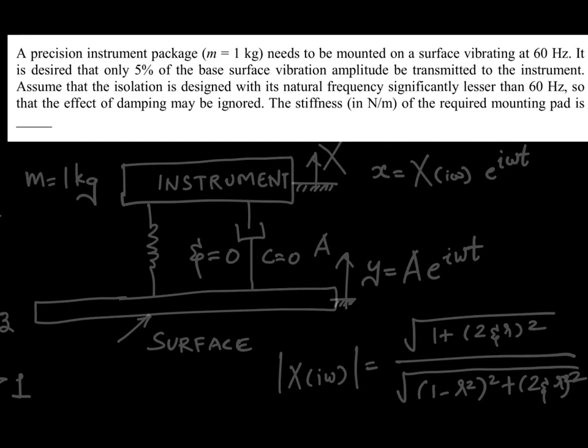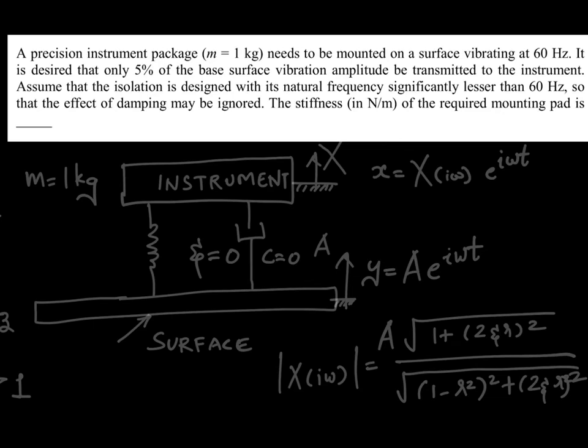Now we should not forget putting a capital A here. So this is telling us that if A is the amplitude of the base excitation or the surface excitation, then the amplitude of the response of the instrument will be A times this factor. This factor is called displacement transmissibility. Those things have already been discussed in my earlier videos.